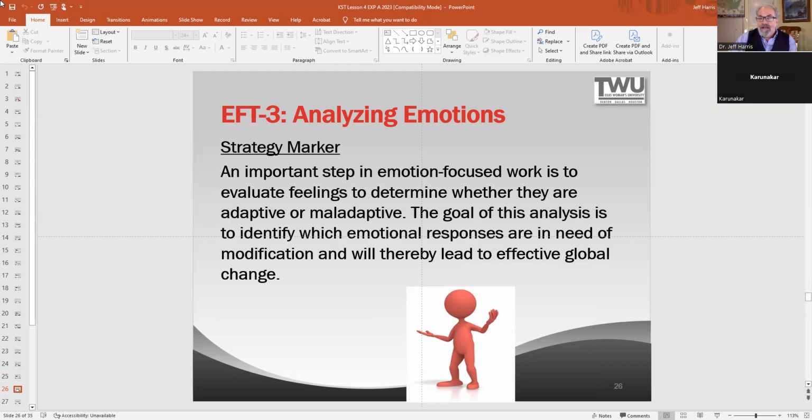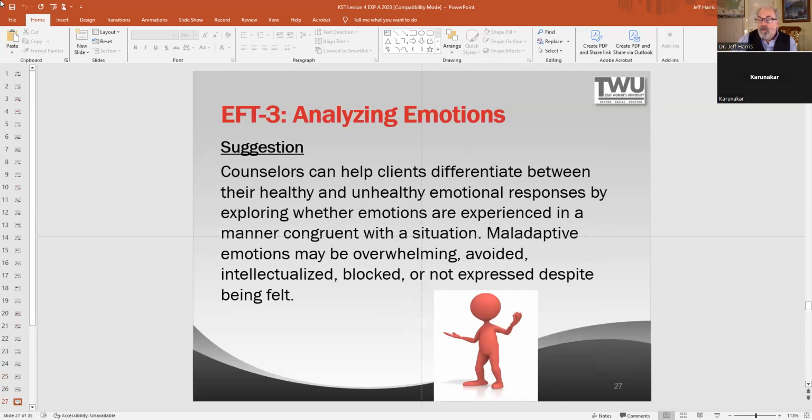So when should we analyze emotions? An important step in emotion-focused work is to evaluate feelings, to determine whether they're adaptive or maladaptive. The goal of this analysis is to identify which emotional responses are in need of modification and will thereby lead to effective global change. One suggestion is that counselors can help clients differentiate between their healthy and unhealthy emotional responses by exploring whether emotions are experienced in a manner congruent with the situation.